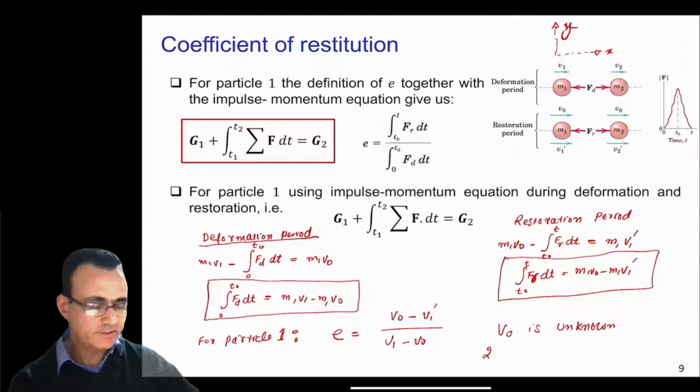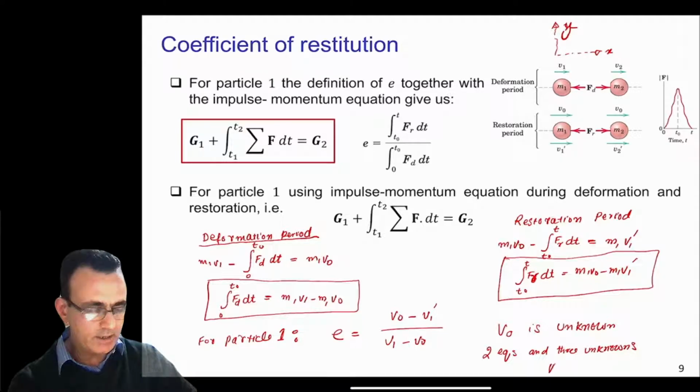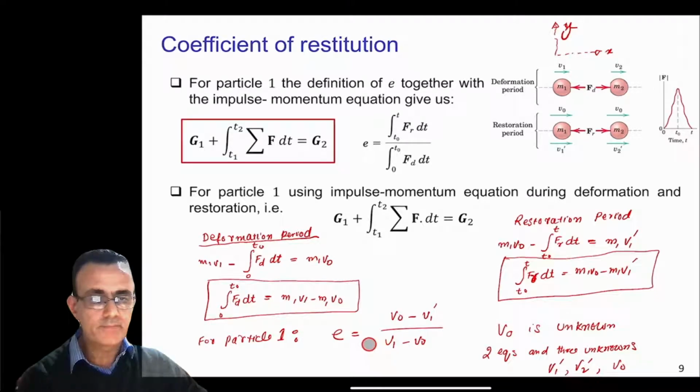So now we have two equations, but three unknowns. The three unknowns are v1 dash, v2 dash, and v naught. So this equation is not enough to solve the problem. What we need to do now is apply the same coefficient of restitution equation to particle 2.